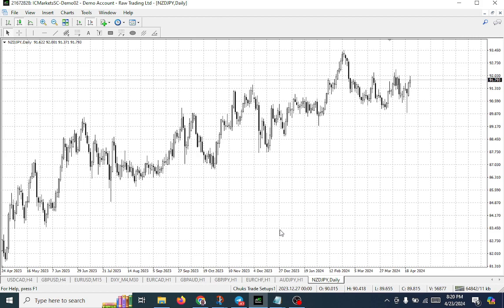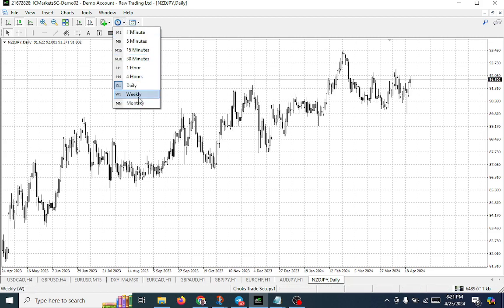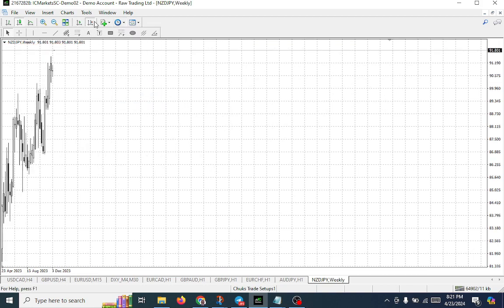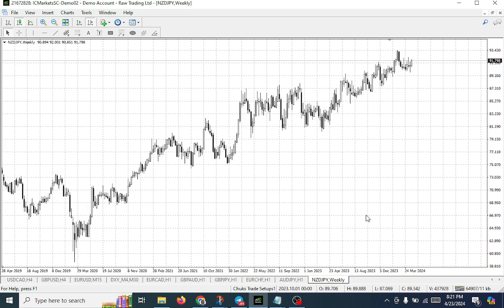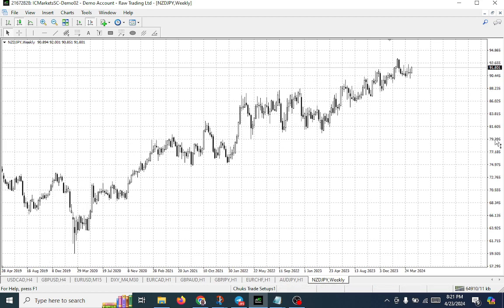So guys, we're in New Zealand dollar against the Japanese yen. First of all, let's look at the technicals. We'll go to the fundamentals, but let's start with the technicals. Of course, I usually take my top-down analysis from the weekly time frame. I want to look at what this market is doing on the weekly time frame.